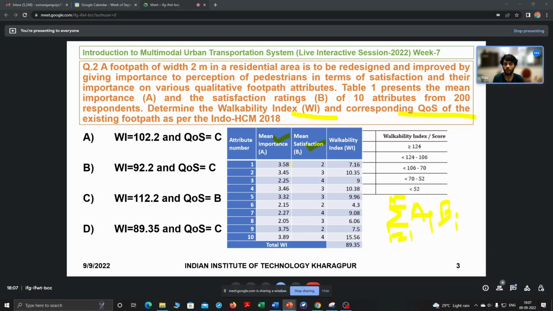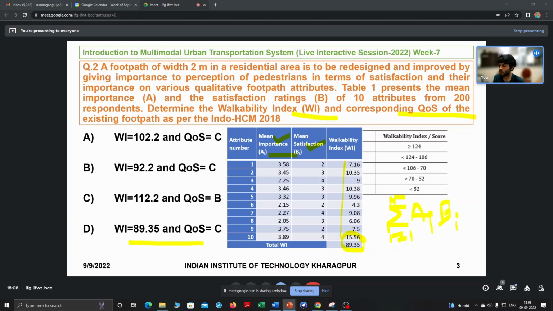So there are 10 attributes, so you have the mean. Here you can take the mode also, as well as the simple average, right? Now you just sum it up: a1 into b1, you multiply and then sum it up. So what is your WI? It is 89.35, which is the answer, D, right?